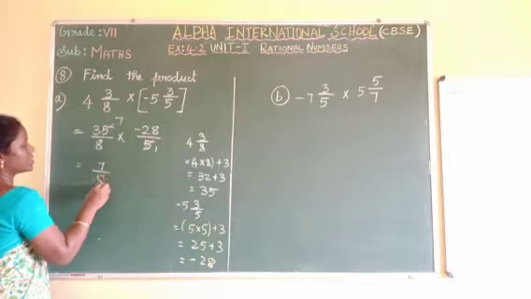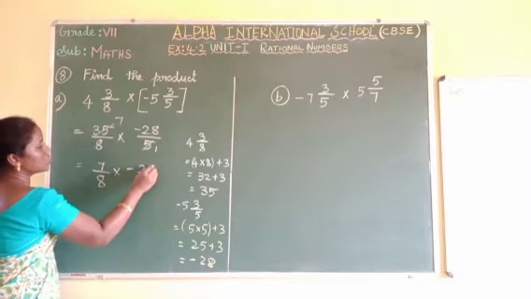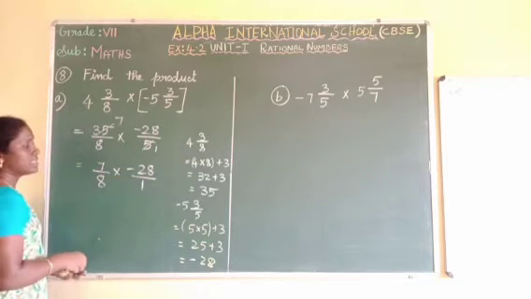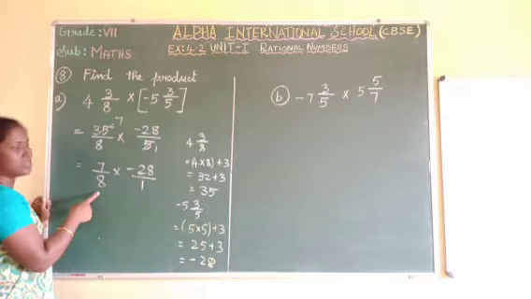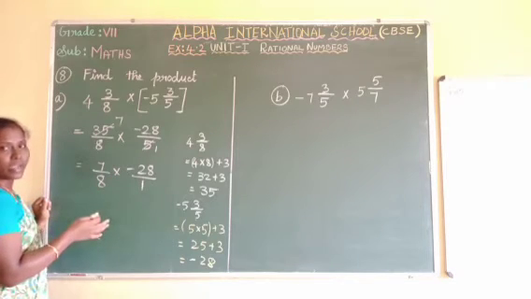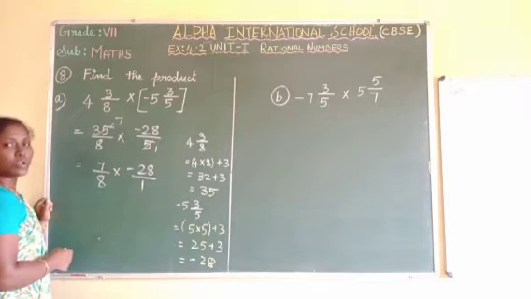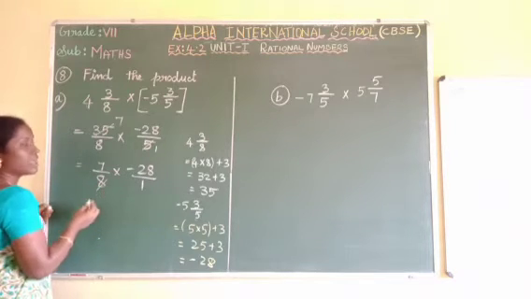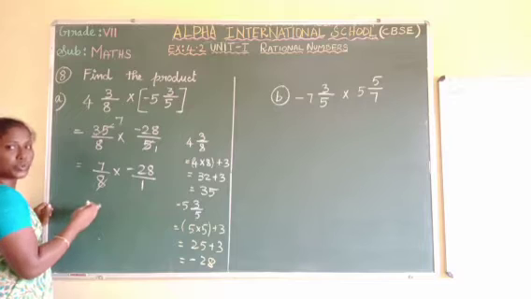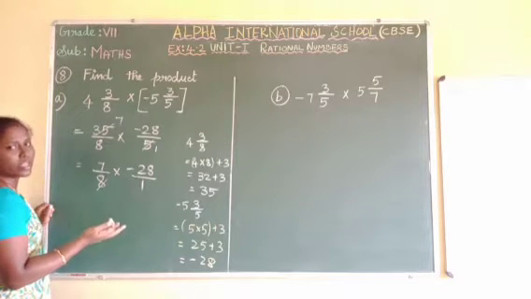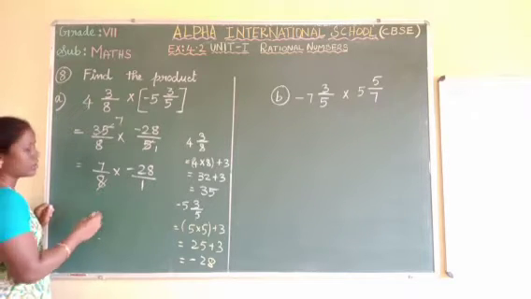7 by 8 into minus 28 by 1. See here, minus 28 and 8. 28 and 8 have many common factors, isn't it? So it has 2 as a common factor. Also it has 4 as a common factor. So we will directly try with 4.